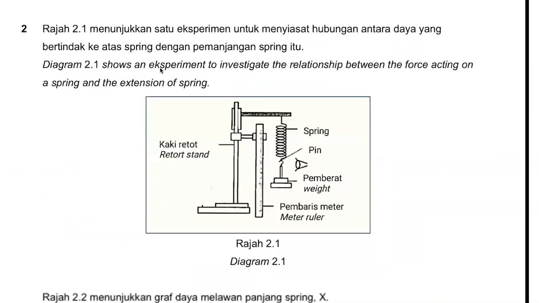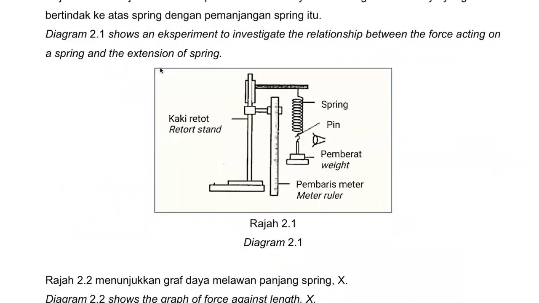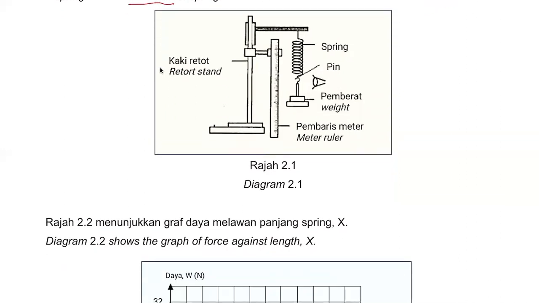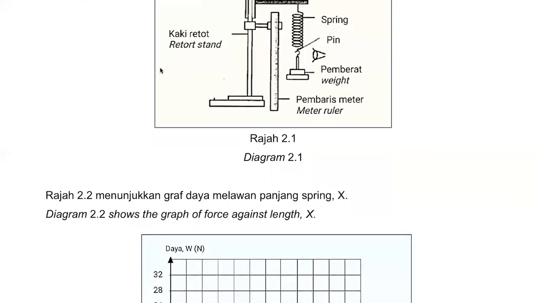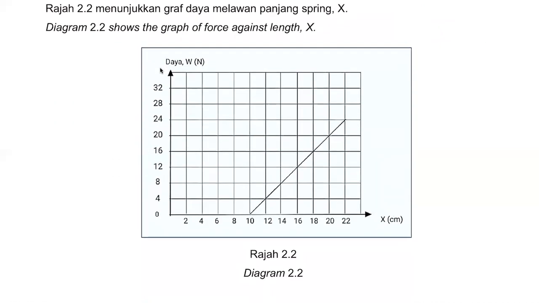The second question here is about an experiment to investigate the relationship between the force acting on a spring and the extension of a spring. So it is between force, F, and the extension of the spring. The symbol for extension is x. Diagram 2.2 shows the graph of force against length x. So this is the graph.